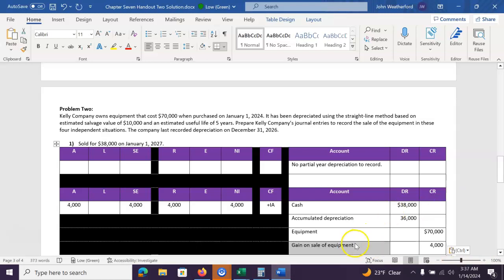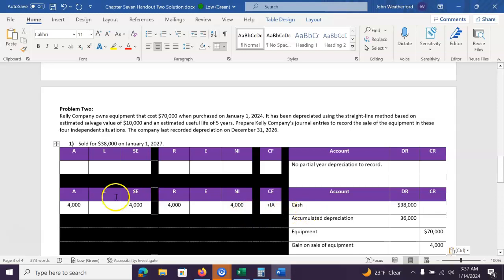We'll call that gain on sale of equipment. What comes after gain or loss just describes what created the gain or loss. And so here we got a gain on sale of equipment for $4,000. So what does that do up here? We'll treat gains like revenues. So gains increased by $4,000, causing net income to increase by $4,000. Through retained earnings, that would cause stockholders' equity to increase by $4,000.